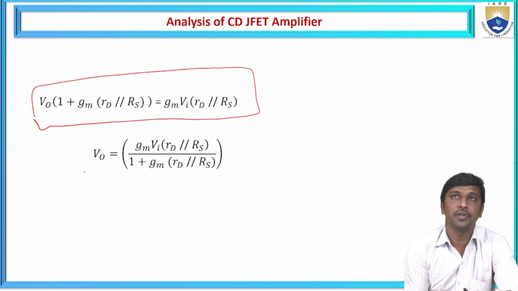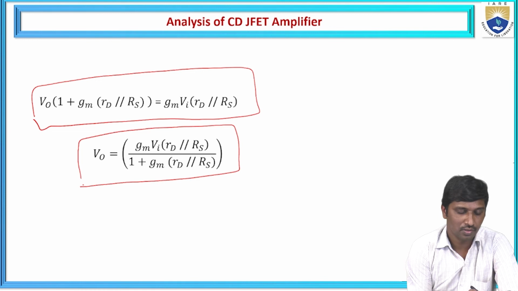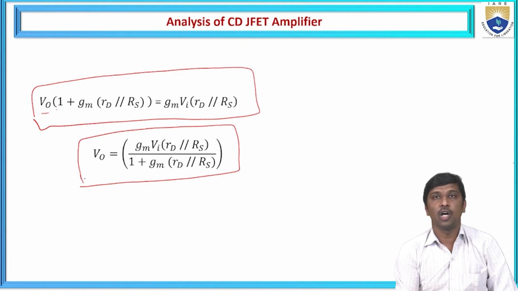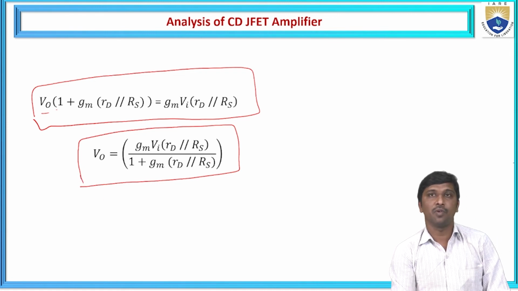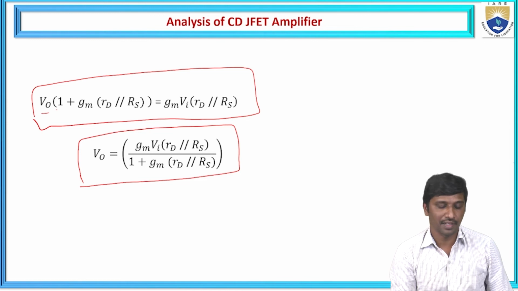So from this, we are going to define the output voltage. What is the output voltage? Just take only the V0 term. Hence V0 is equal to, taking this term outside, it becomes a division: Gm into Vi times the parallel combination of RD and RS, divided by 1 plus Gm times RD parallel combination with RS. So this is the output voltage we derived from the small signal model of the JFET with respect to the common drain JFET amplifier.